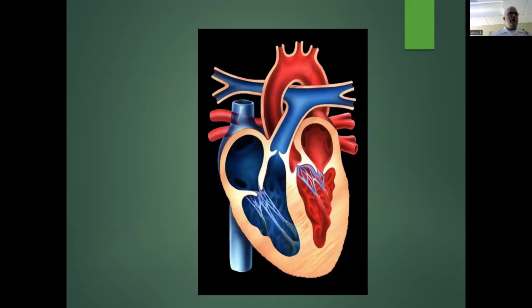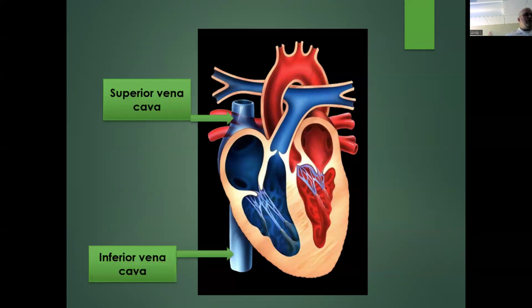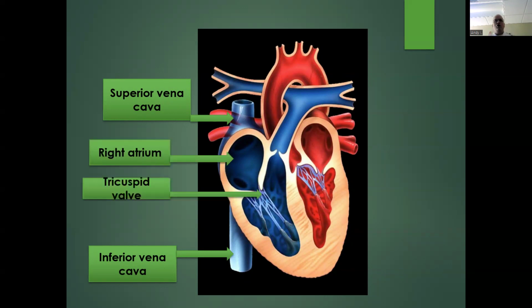All right, and then you have your heart. So let's take a ride. Let's be a drop of blood for a minute. You're going to come in through that superior and inferior vena cava, right? Those are your biggest veins in your body. And you're going to come into the right atrium. You're going to go through the tricuspid valve. You're going to go into the right ventricle.